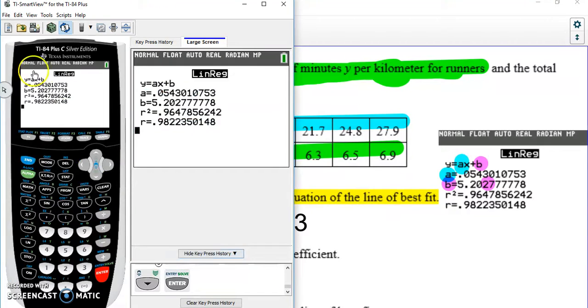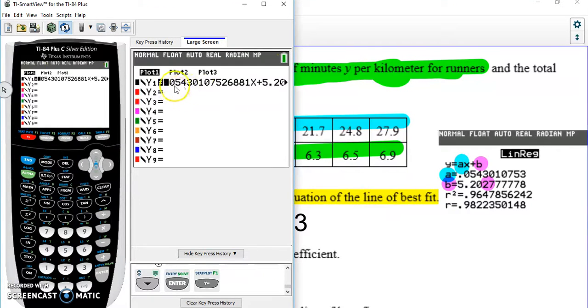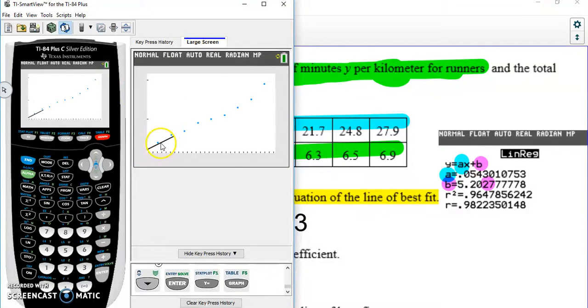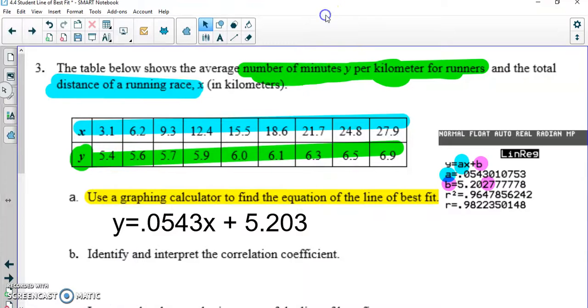And if I go back and look at my calculator, it will have already entered that into my y equals, and it won't round, it'll put all the decimal places. But if you round, that's okay. If I hit the graph button, it'll show me that that line of best fit is a really good line. It goes through most of the data, it has about 4 below, 4 above, and so on and so forth. So I was able to create the line of best fit.